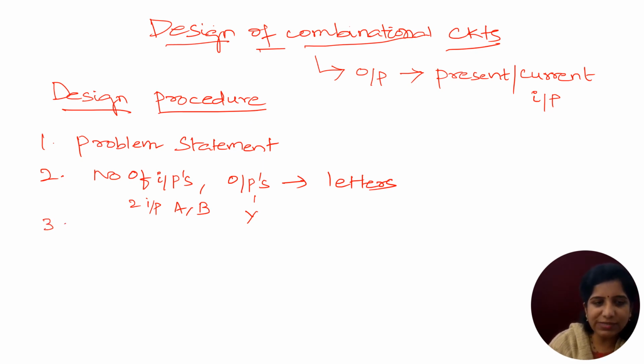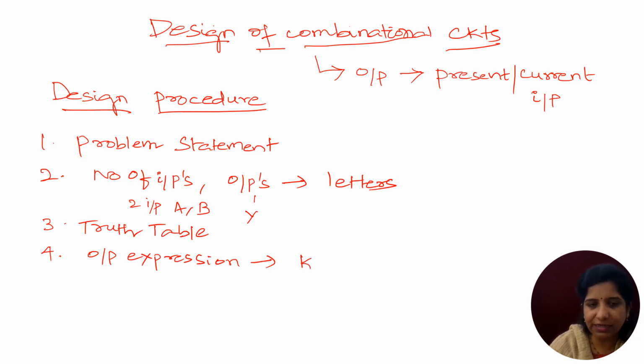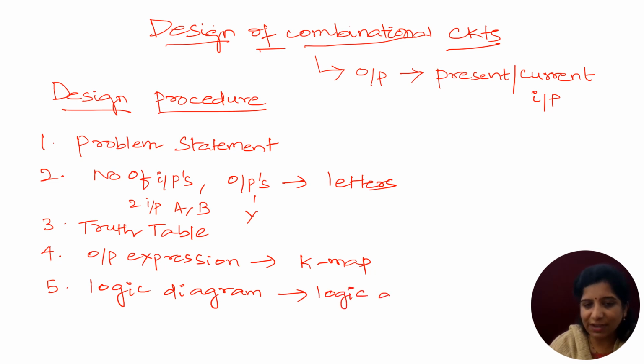Next, according to the statement given, you have to write down the truth table. The truth table gives a relation between the inputs and outputs. After writing the truth table, you have to find out the output expression. How can you find out the output expression? You can find it by using the K-map. Once the output expression is obtained, the final step is to draw the logical diagram, which can be done by using the logic gates. This is the final step to design a combinational circuit.